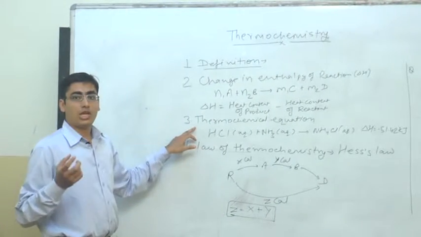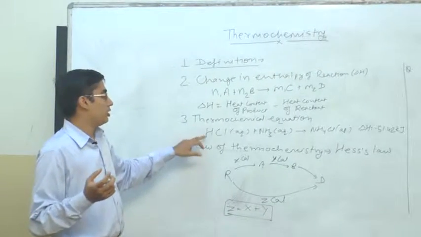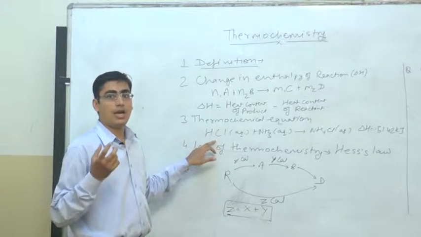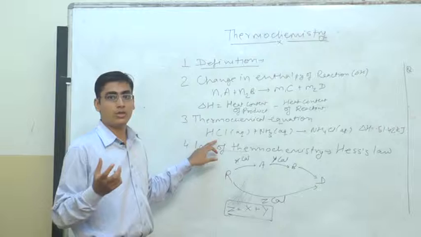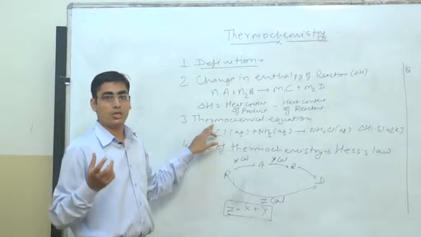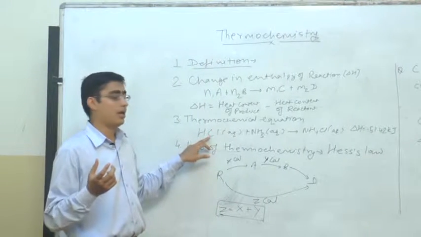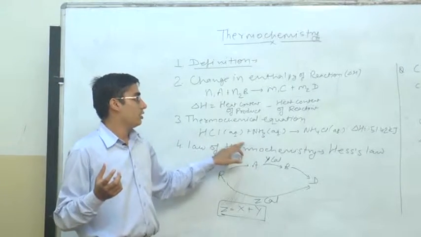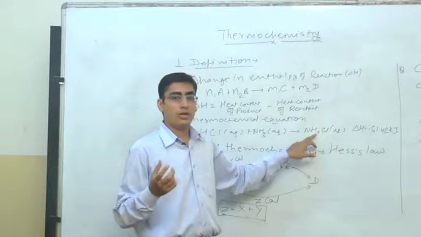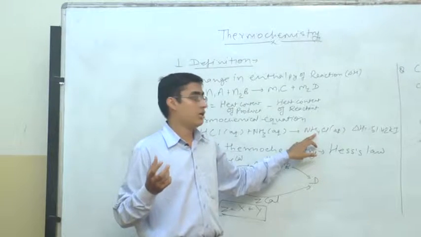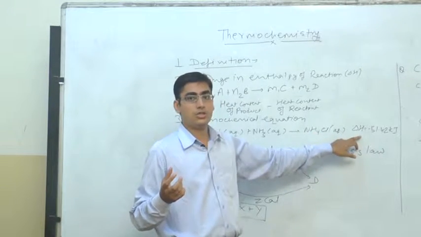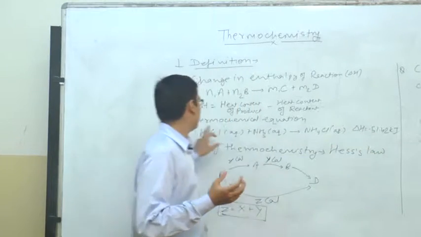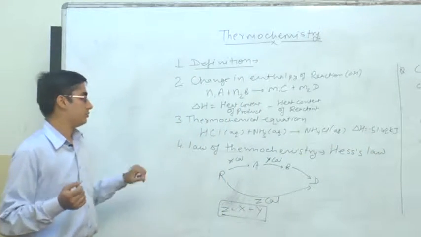Now, what are thermochemical equations? Chemical equations in which delta H or delta E is shown are called thermochemical equations. For example, if we take hydrochloric acid and ammonia in a solution, then during the reaction NH4Cl will be formed and heat is released, and delta H is shown here. So this is a thermochemical equation.